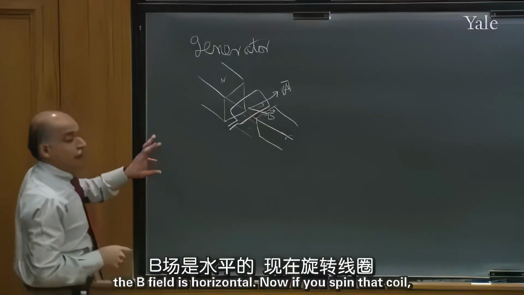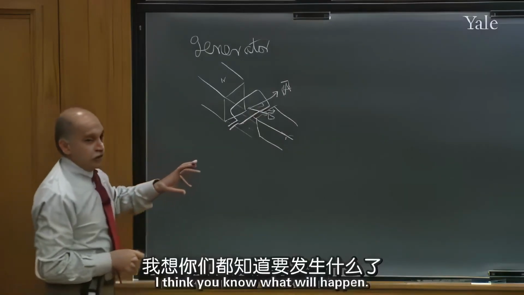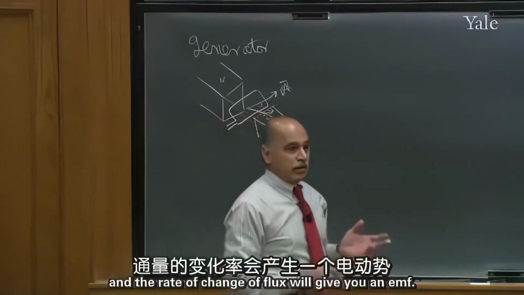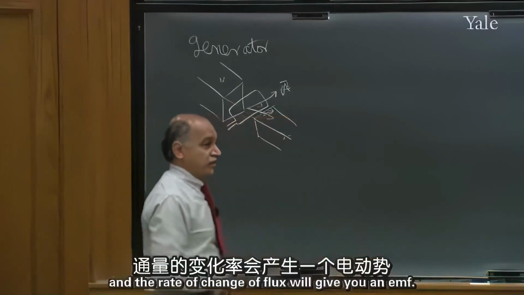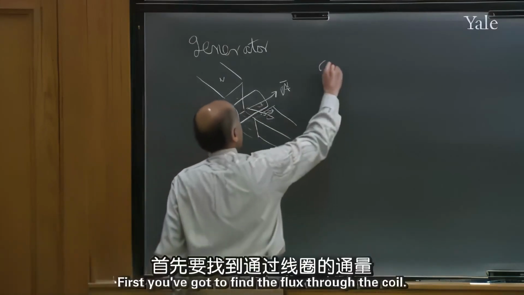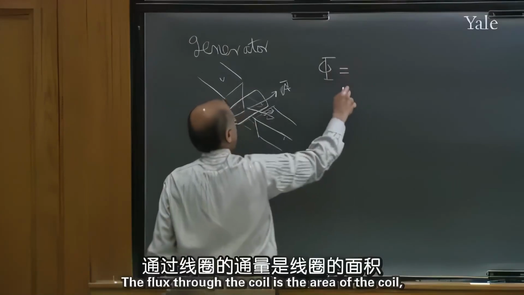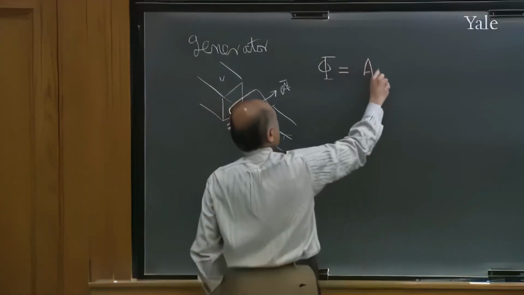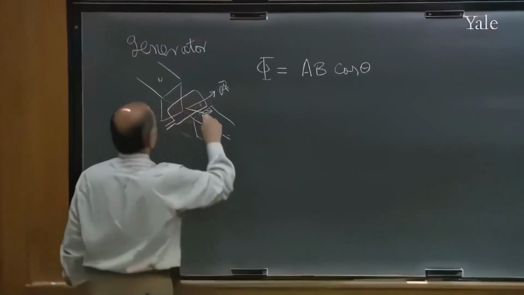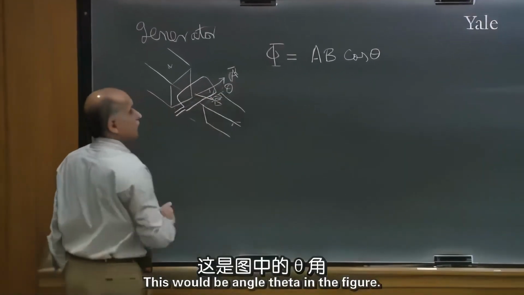Now, if you spin that coil, I think you know what will happen. The flux through the coil is going to change, and the rate of change of flux will give you an EMF. So what is the EMF? First, you've got to find the flux through the coil. The flux through the coil is the area of the coil, the magnetic field, times cosine of the angle between them, which would be this angle theta in the figure.